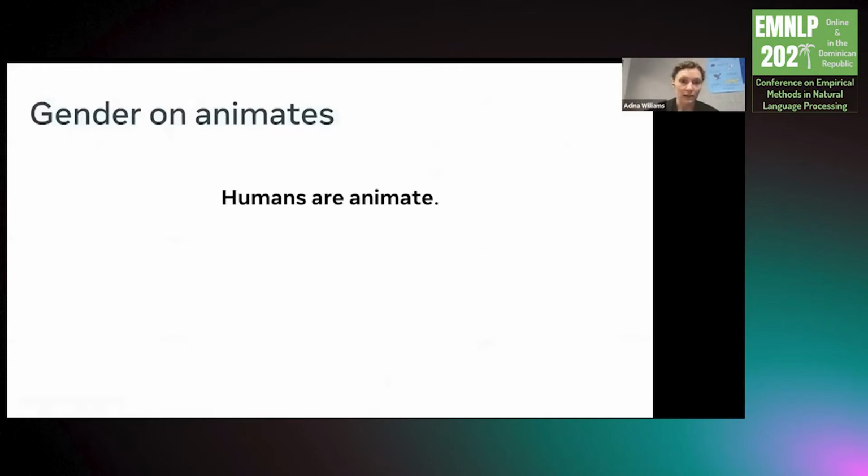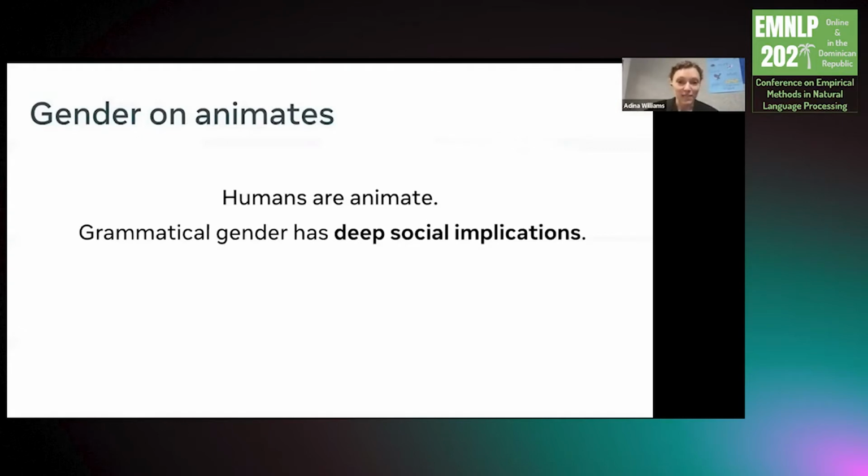Another reason to argue that gender is meaningful in some sense, taking the split of animate and inanimate as an initial generalization, meaningful on animates and not meaningful on inanimates, is that humans are animate, and obviously our societies, at least, care a lot about gender identity, and so it has deep social implications.